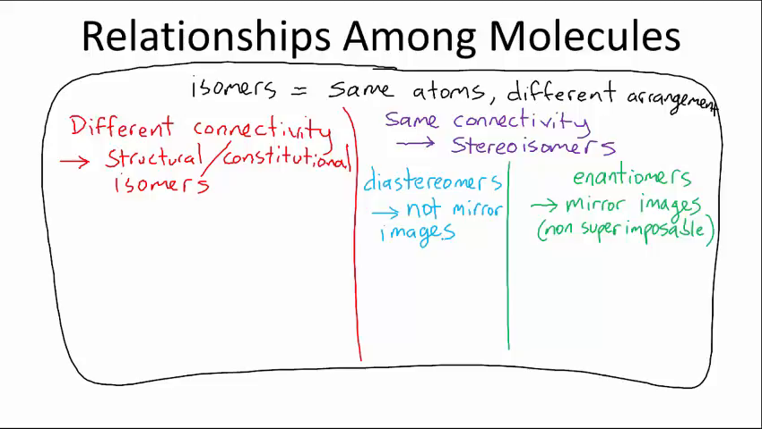And falling into that category of diastereomers, which you might not think of right away, E versus Z isomers are diastereomers because they're not mirror images of each other. So this includes EZ isomers.